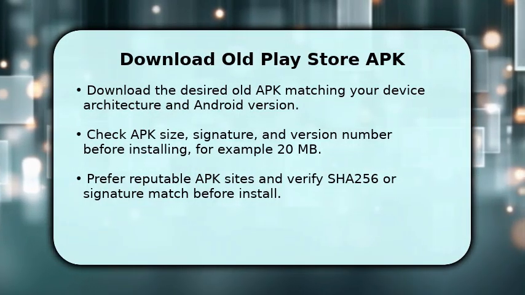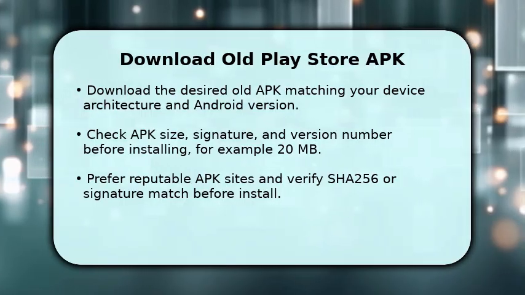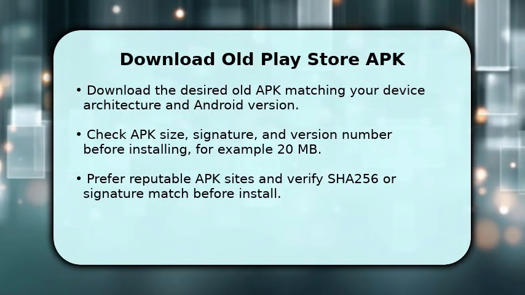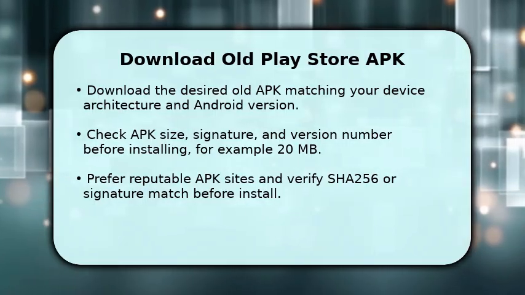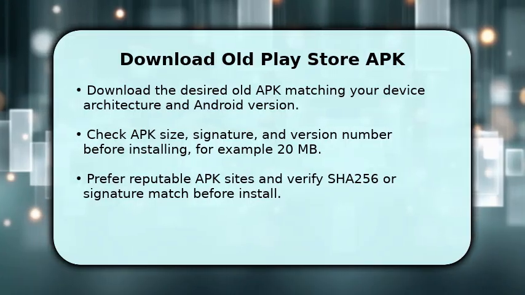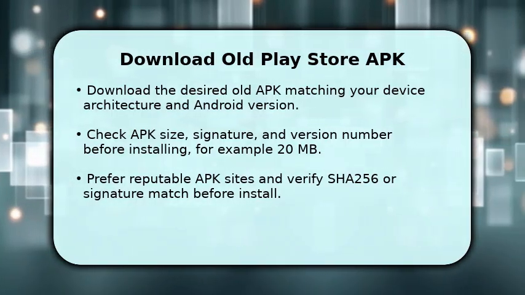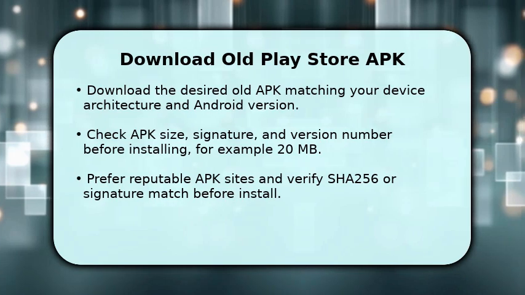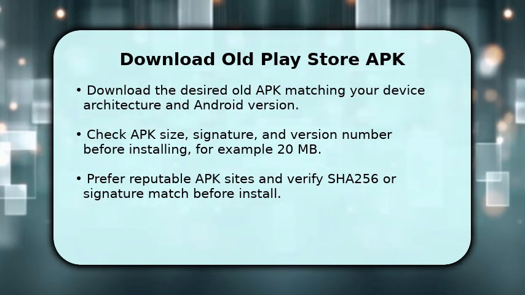A typical Play Store APK can be about 20 MB. Verify the SHA-256 or signature hash matches the source listing. Save the APK to an easy folder like Downloads for quick access later. Avoid random links and prioritize well-known hosts for safety.